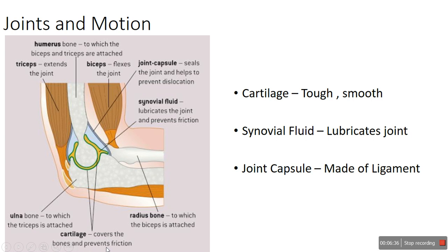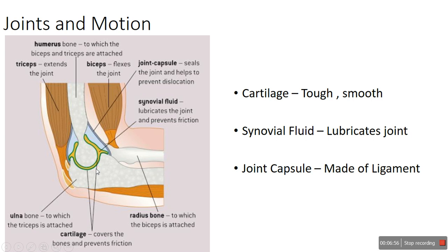So what does each part do in this? The points where the bones meet are called the joint. This is the joint area right here. And this is what allows what we call articulation, so it allows one bone to move inside of the other.